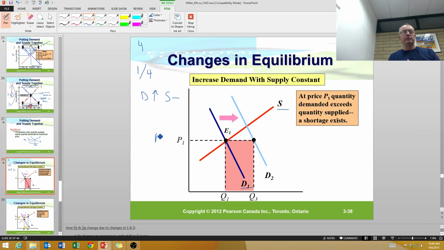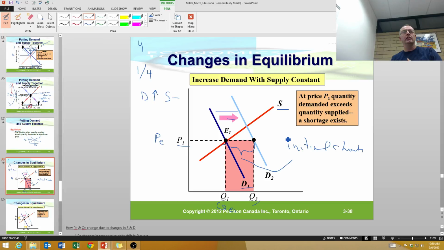Here's our original equilibrium price here, and here's our original equilibrium quantity here, QE1. So let's say our demand curve increased. Let's say our demand curve shifts outwards. What happens? Initially, there is a shortage. So at price P1, after the demand curve shifts out, the market now demands Q3. The market demands Q3, but the suppliers are only willing to supply Q1. So we have a shortage.